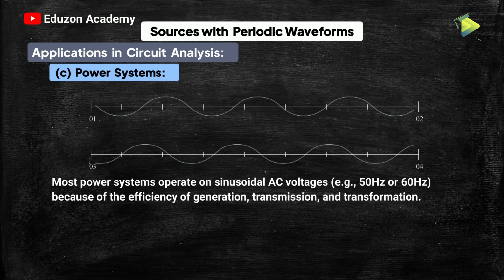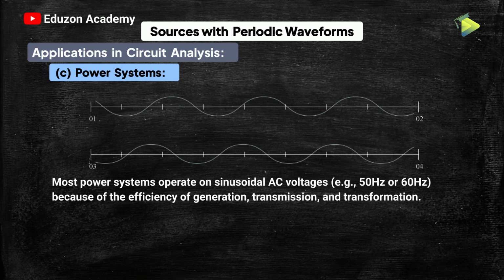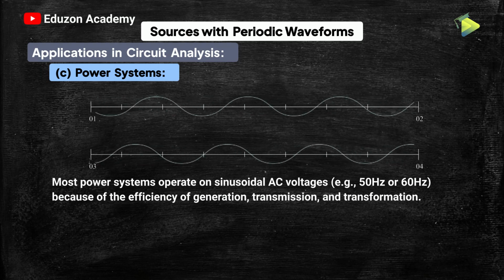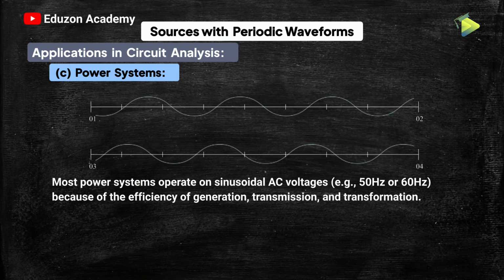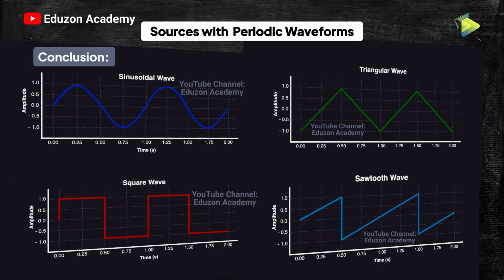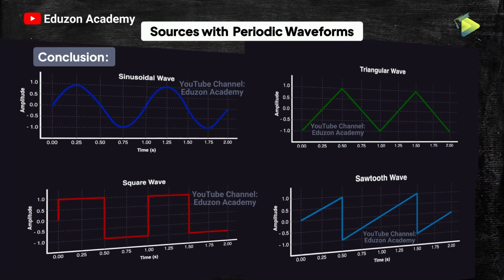Power systems. Most power systems operate on sinusoidal AC voltages, for example 50 Hz or 60 Hz, because of the efficiency of generation, transmission, and transformation. Conclusion. Understanding sources with periodic waveforms allows engineers to design and analyze circuits involving AC power, communication signals, and control systems effectively.